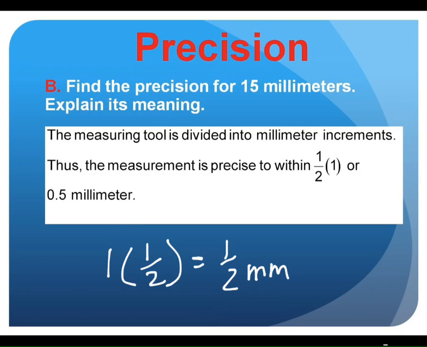That means the measurement could be somewhere between 14.5 millimeters and 15.5 millimeters. Because I took the original measurement and I subtracted the precision, that's how I got 14.5. And I took the original measurement and I added the precision, I got 15.5. So our original measurement is somewhere between here. We are precise within 1/2 of a millimeter, given this original measurement. All right, let's look at another one.